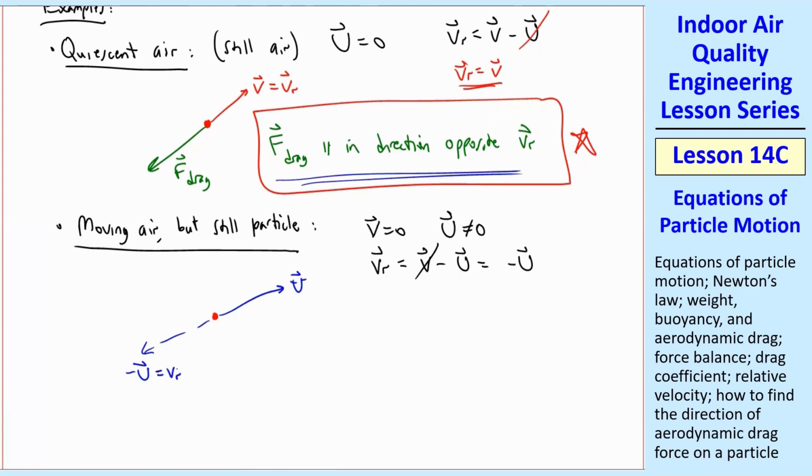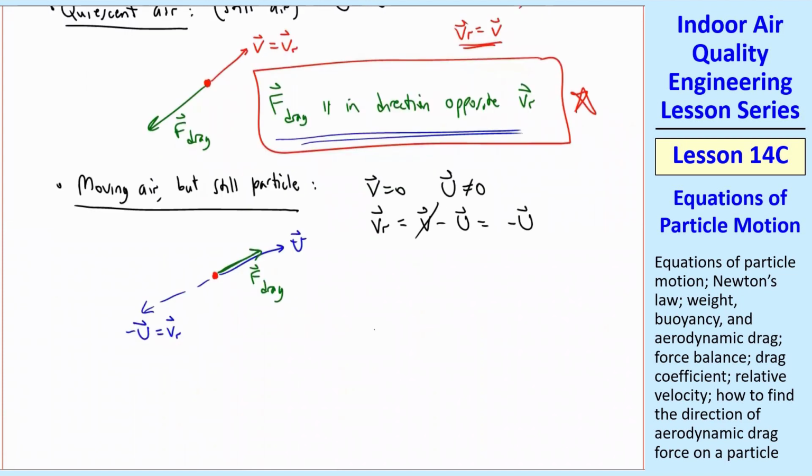This is VR, since VR is negative u. So the drag is in the opposite direction of VR, which here is the same direction as u. That also makes sense physically. If the particle's just sitting there and we have air blowing on it, the drag will be in the direction of the air, the same direction as u. So the above statement still holds. F drag is in the direction opposite of VR.